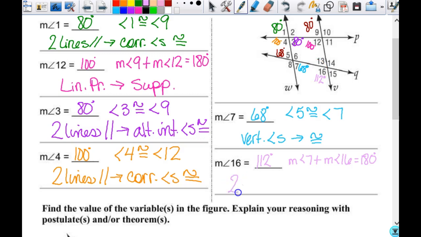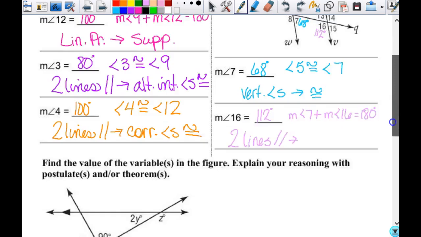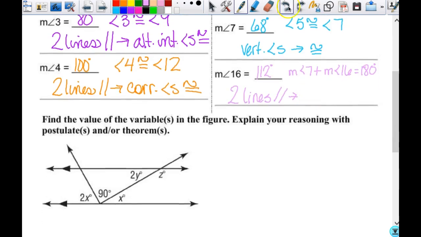So if two lines are parallel, then same side interior angles are supplementary. Everybody okay with that? All right.